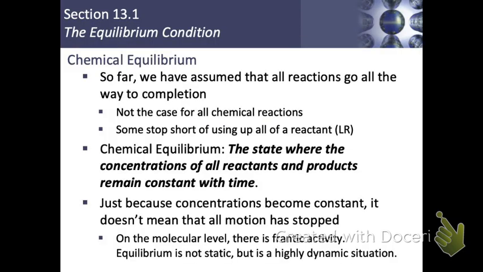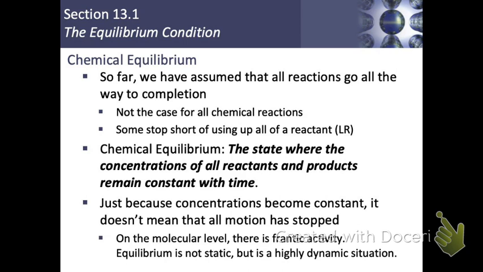What happens in a chemical reaction? Up until this point, we've assumed that all chemical reactions go from reactants to products, and that's it, right? We assume that they go all the way to completion, which means we use up all of our reactants, including our limiting reactant, and then that's it, right? Our reaction's done. However, in reality, that's not always the case. So up until this point, we've just made this assumption that, yep, reactants turn into products, and then we're done. But that's not really what happens, right?